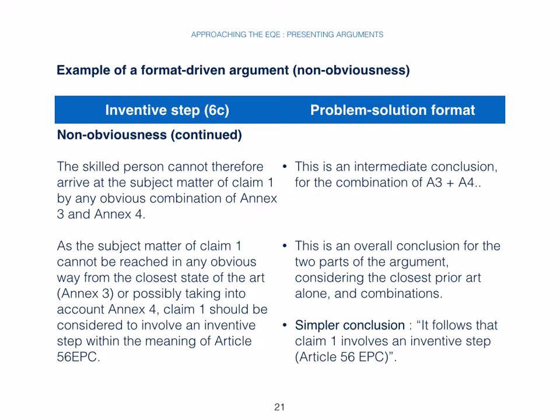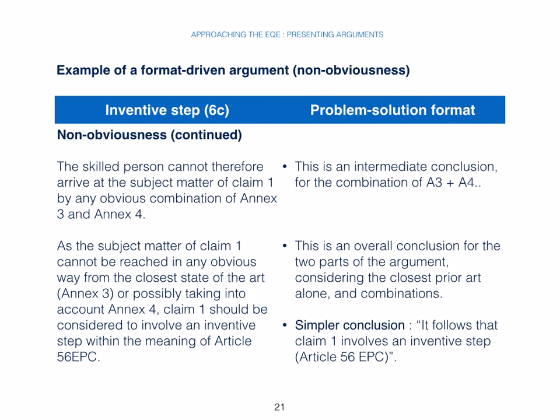Then we come to an intermediate conclusion for the combination A3 plus A4. The skilled person cannot therefore arrive at the subject matter of Claim 1 by any obvious combination of Annex 3 and Annex 4. So that is a second intermediate conclusion, and we could end up the overall argument with one jumbo conclusion or a simpler conclusion.